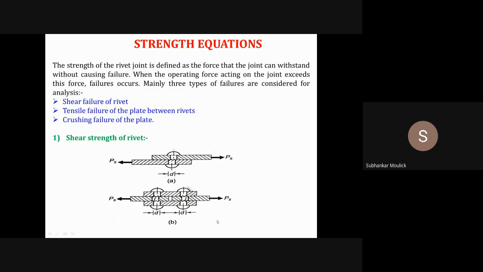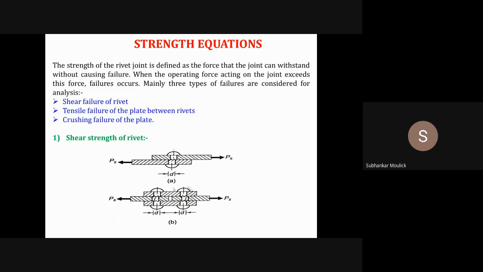When the operating force acting on the joint exceeds this force, that is, the maximum force, then the failure of the rivet joint takes place. First of all, what is the strength of the rivet joint? It is the force that the joint can withstand without failure. Before failure, the load which the joint can withstand is termed the strength of the rivet joint. When the rivet is in operation, if the force acting on the rivet joint exceeds the maximum permissible force, then the failure of the rivet joint will take place.